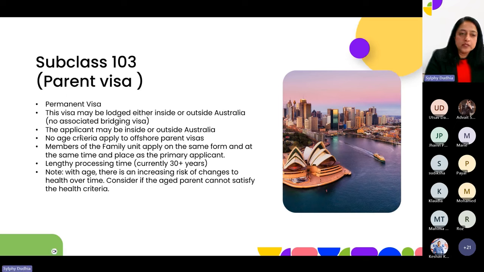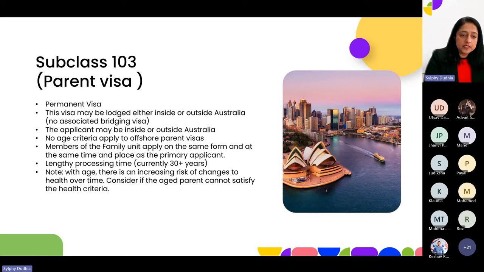For subclass 103, it is a permanent visa, and this visa may be lodged either inside or outside Australia, but as previously mentioned, there is no bridging visa associated with it. The applicant may be inside or outside Australia. There is no age criteria again. Unit can apply in the same form at the same time as a primary applicant.